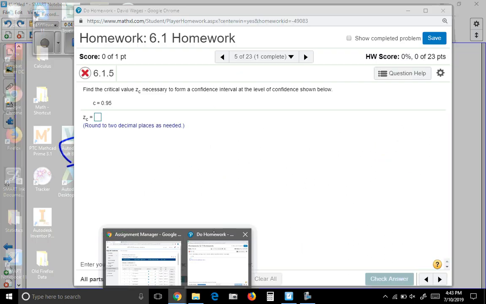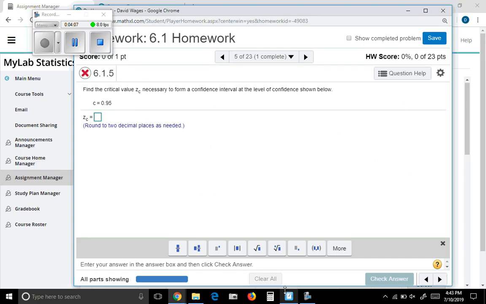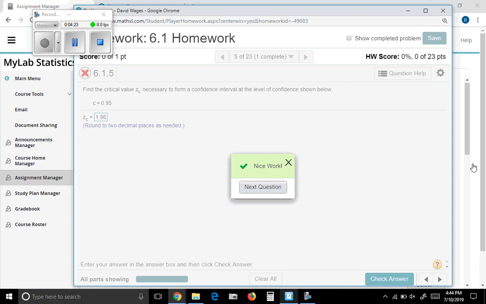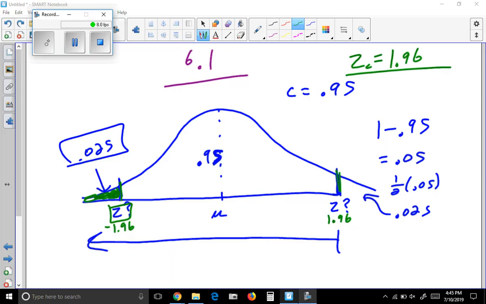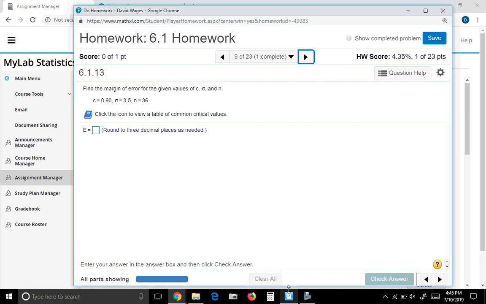So if we go over here and put in 1.96, not 1.6, 1.96. We got it correct. So that's finding our critical value. Right, next, let's move on to this one. Find the margin of error for the given values of C, sigma, and n. So let's see if it'll let us copy these over.